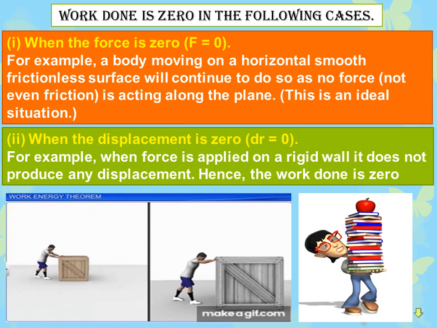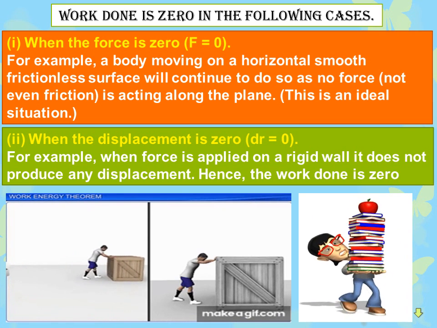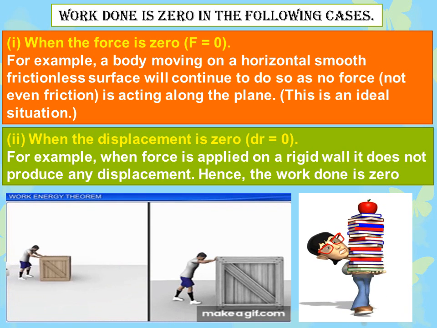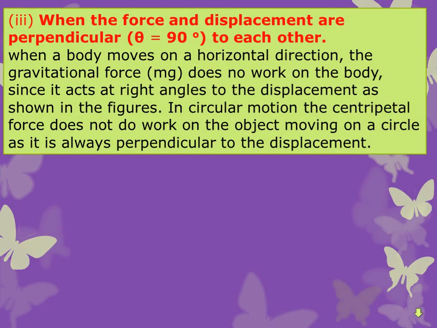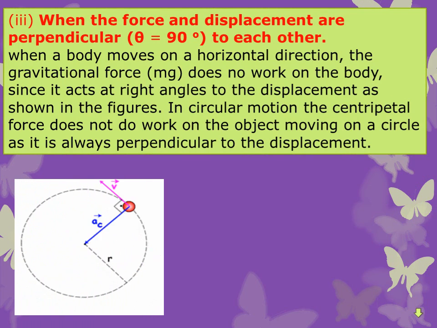Like this, carrying a book more than its limit. The third one, when the force and displacement are perpendicular, that means theta is equal to 90 degrees to each other. When a body moves in a horizontal direction, the gravitational force mg does no work on the body, since it acts at right angles to the displacement as shown in the figure. In circular motion, the centripetal force does not do work on the object moving on a circle, as it is always perpendicular to the displacement.